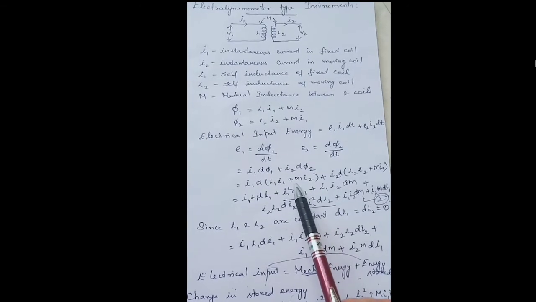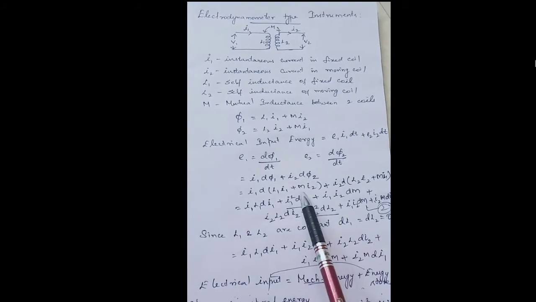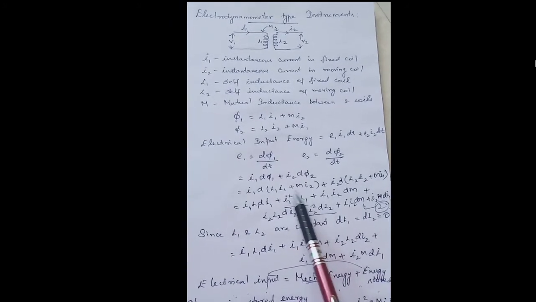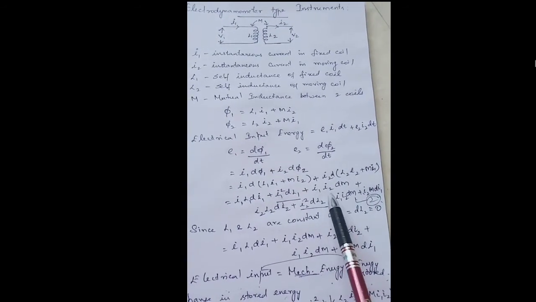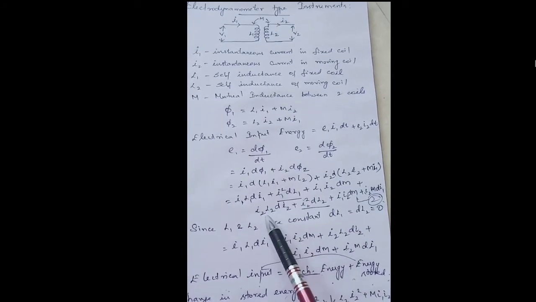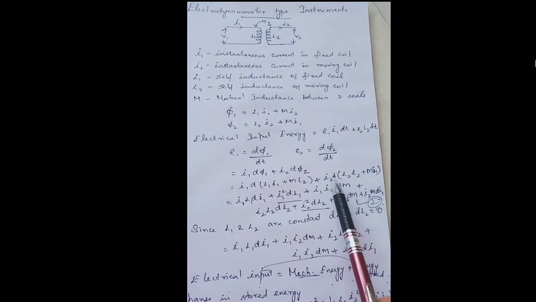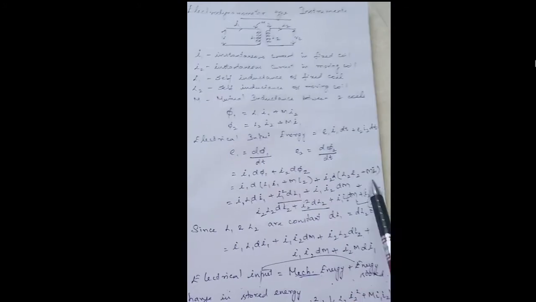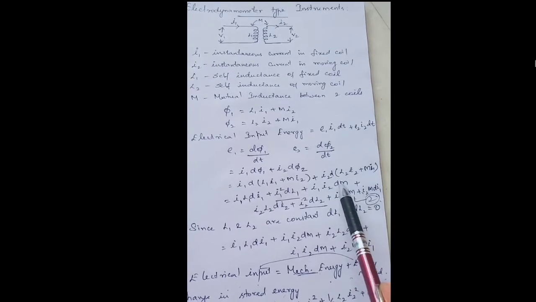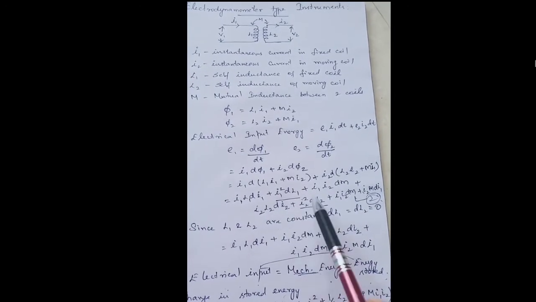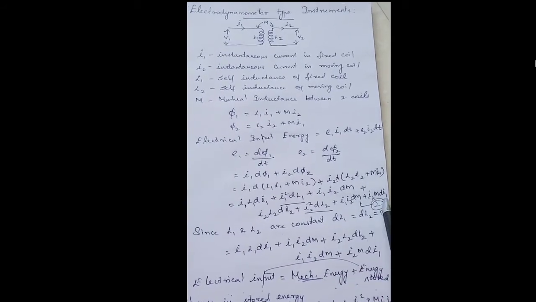Similarly, in the next term we have M I1 I2. So we need to differentiate one by one. So I1 I2 dM plus M into I1 into dI2. That's what is written here: I1 I2 dM plus M I2 dI1. Then we are going to differentiate these two terms. So, differentiation of L2 I2: I2 L2 dI2 plus I2 square dL2 plus I1 I2 dM plus I1 M dI2.